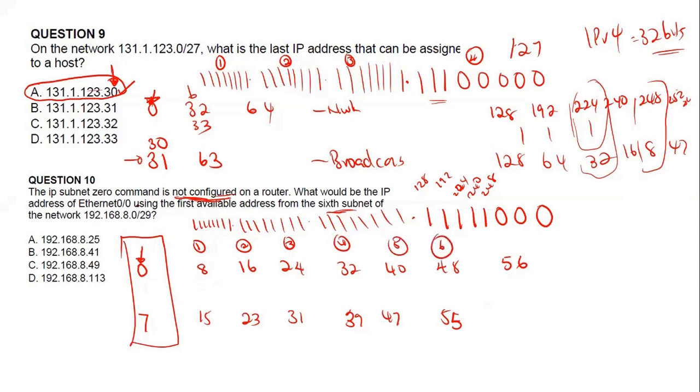The question reads, what will be the IP address of the first available address from the 6th subnet? First available address is 49. So I come here and I find 49 is here, and my answer is C. So /29 would give you a range of 8 because the subnet mask is 248, /29.